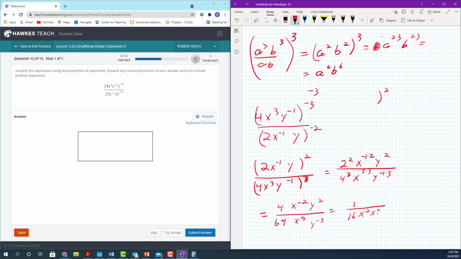X to the 9th. We have y squared up here. And then the y to the negative 3 in the denominator becomes y cubed in the numerator. And we get y to the 5th divided by 16x to the 11th. And let's see if that works.